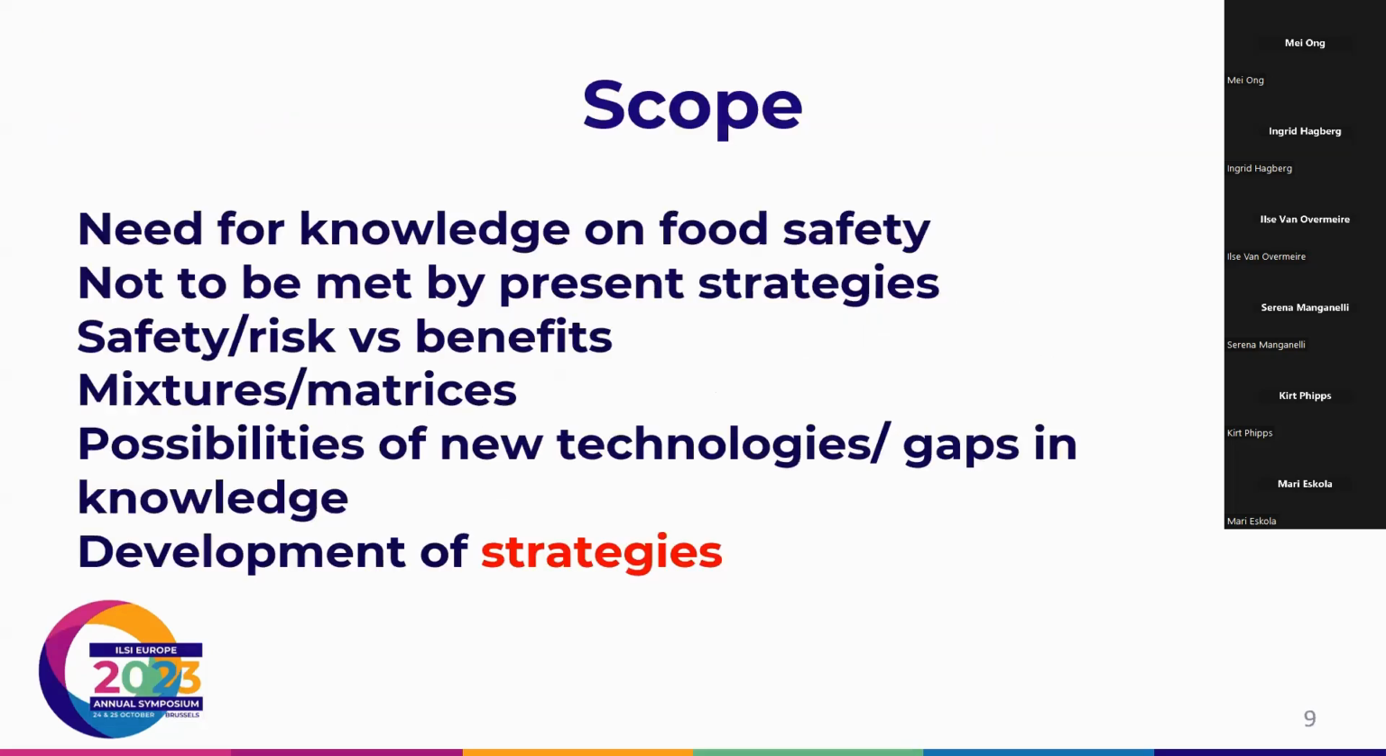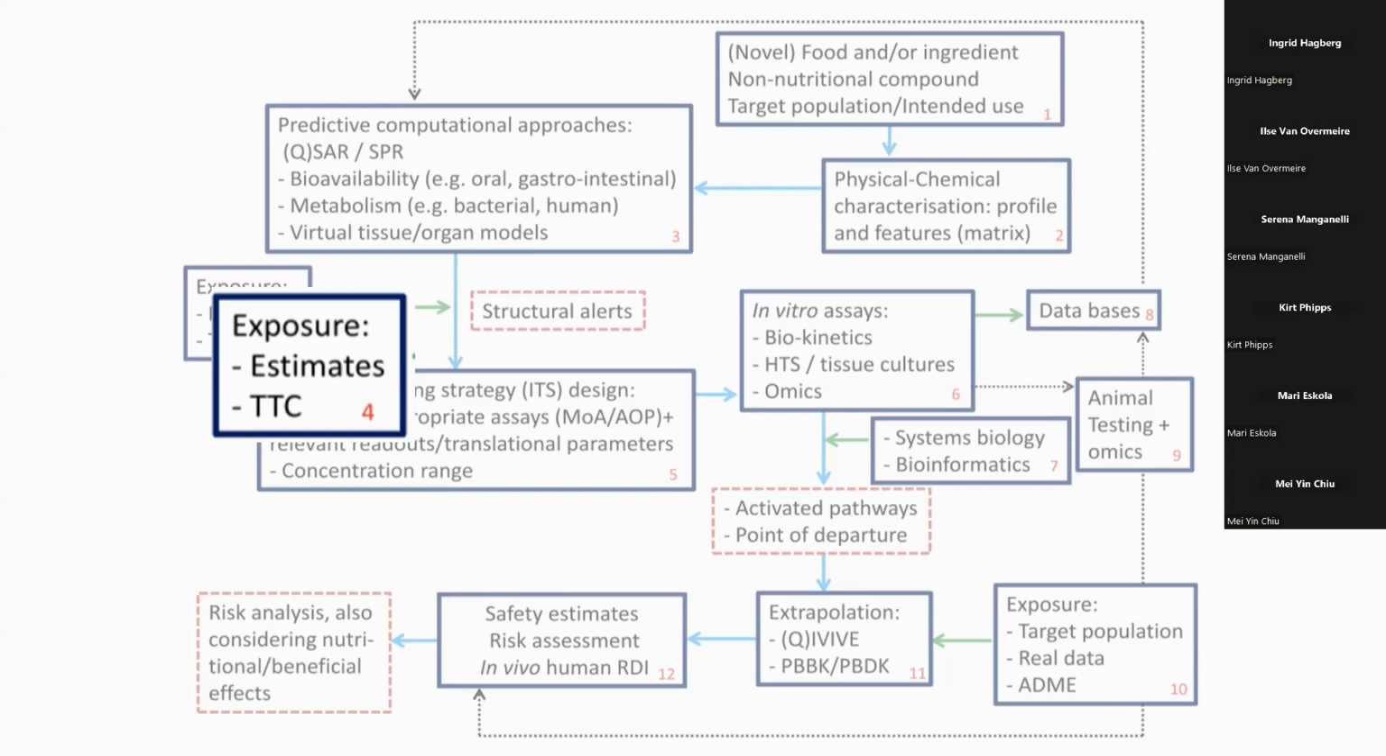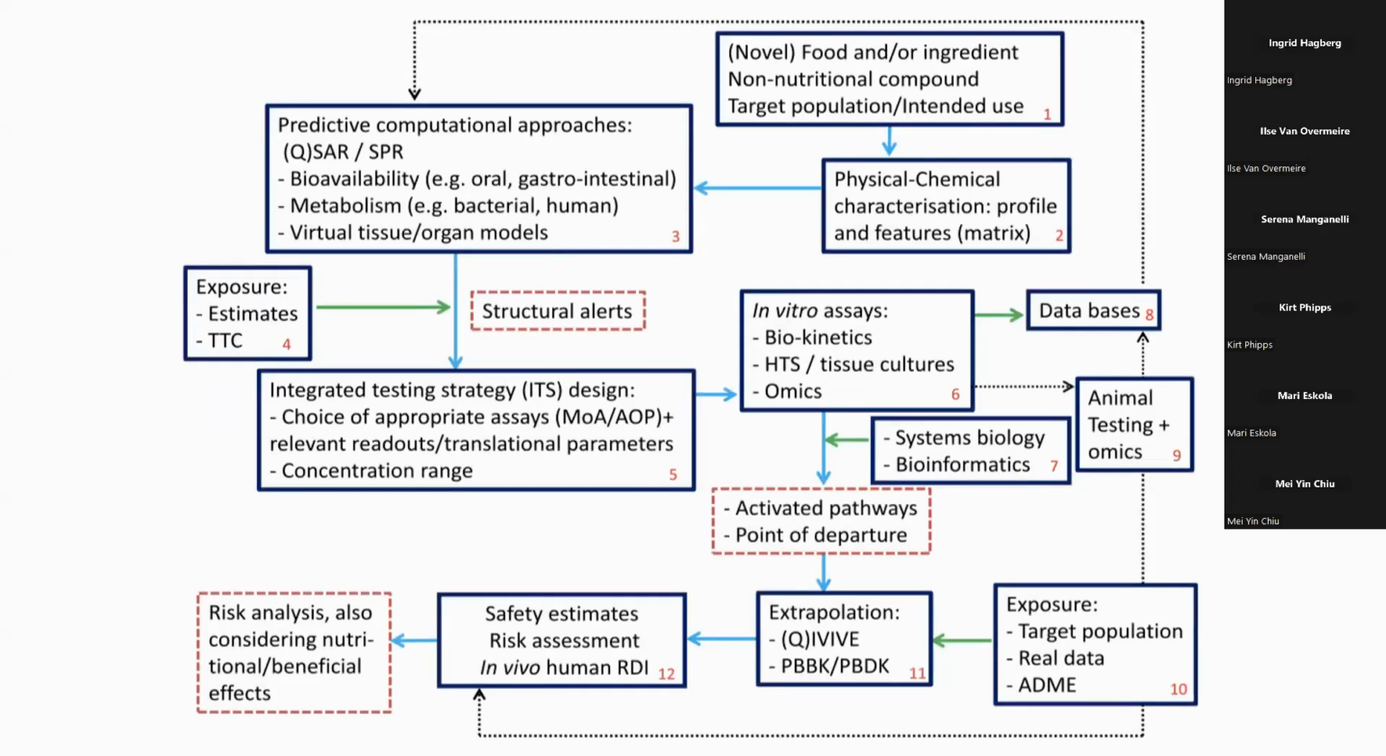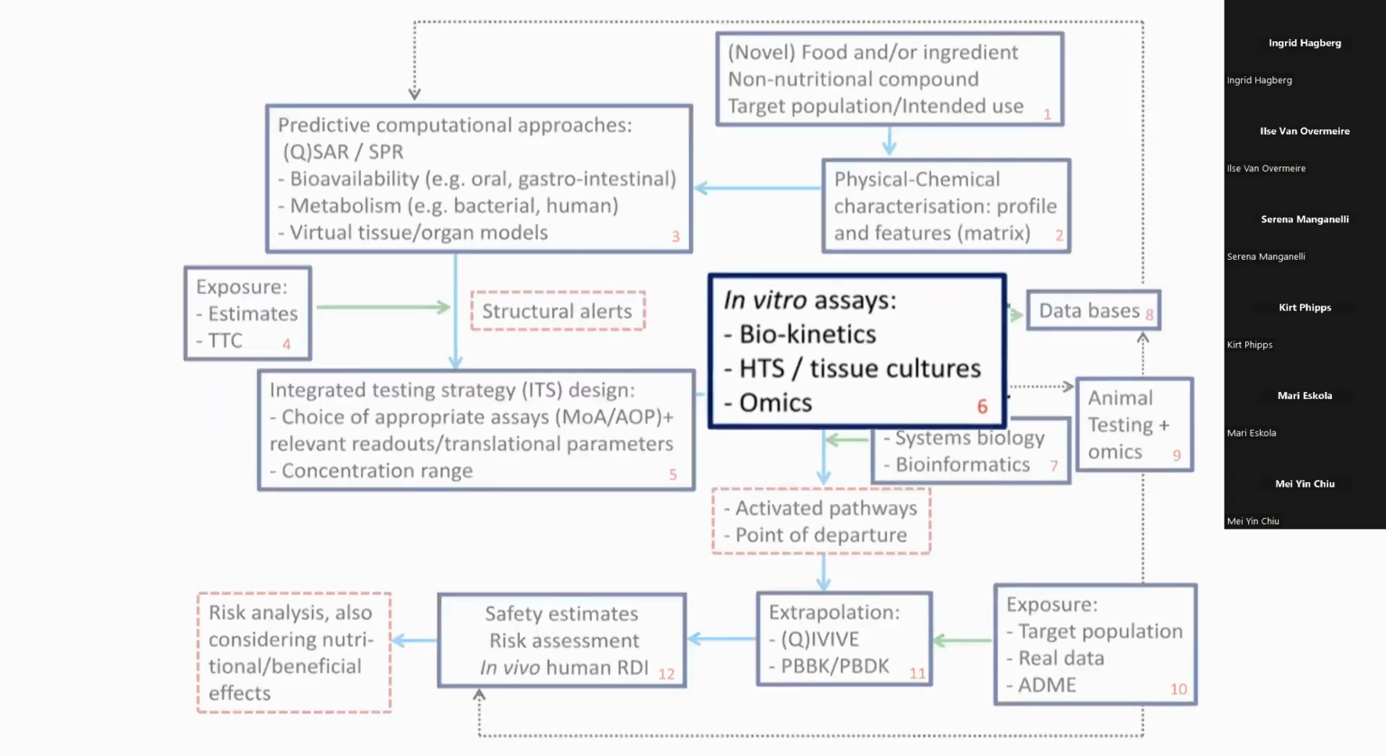The scope was, let's see what is going on. Can we put it also in the field of mixtures? What are the gaps lower than the no effect level or the benchmark dose or whatever you would like to have it. So just an example on what could be done.